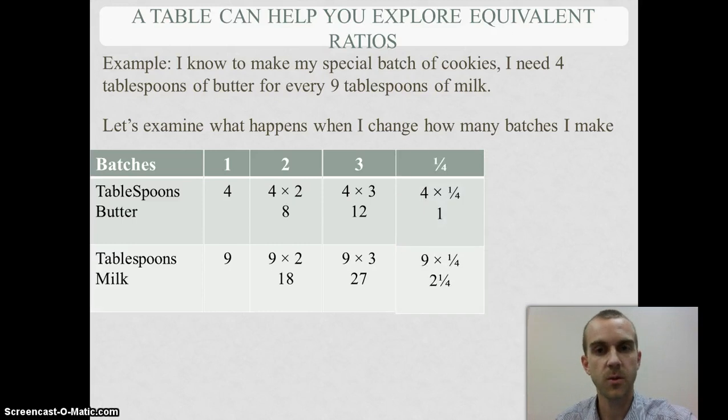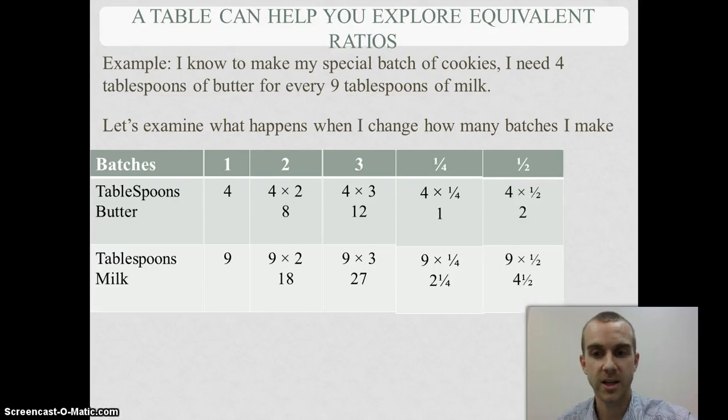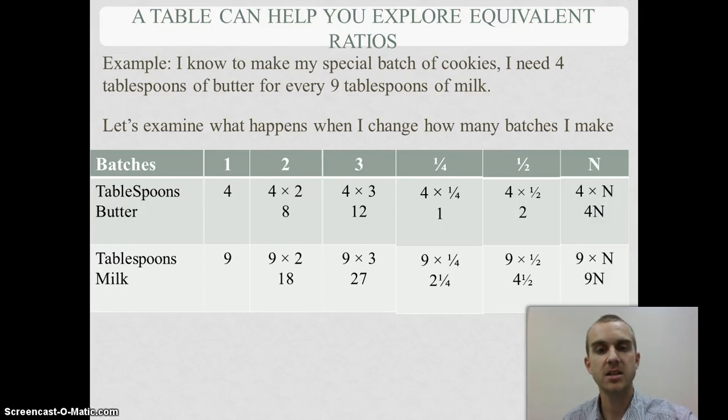If I needed just a fourth of a batch, that sometimes happens when I'm baking, I'd multiply both values by 1/4. If I needed a half batch, I'd multiply each of them by 1/2. So when I'm trying to create my equivalent ratios, just like equivalent fractions, I need to multiply both portions of the ratio by the exact same number.